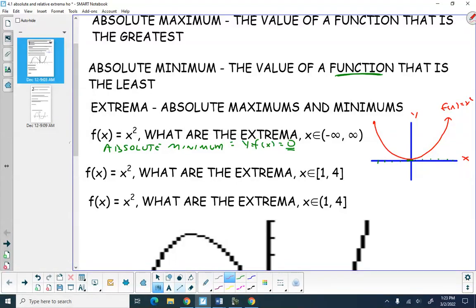But if I take a look at my biggest value, do I have a biggest value? Is there a cap to my y values? Do I have a value that I'm not going to go higher than? And the answer is correct, no, because this graph is going to continue onwards, upwards, and it's going to continue to increase my y value. So I have no absolute maximums because I don't peak out.